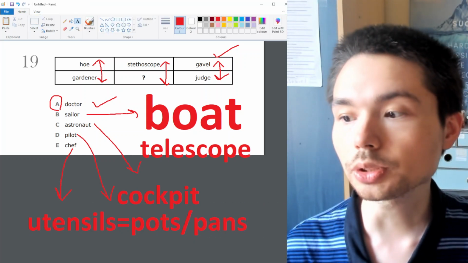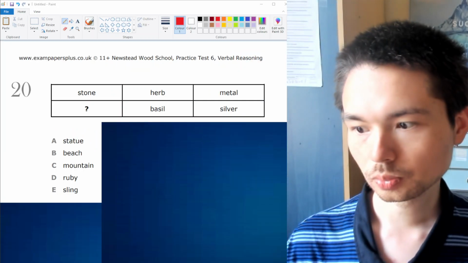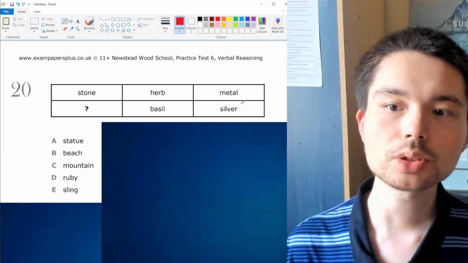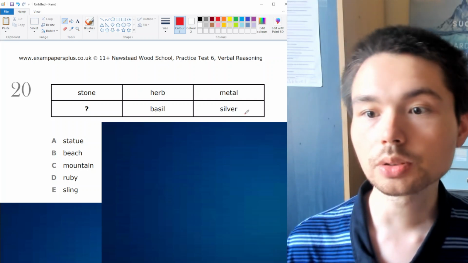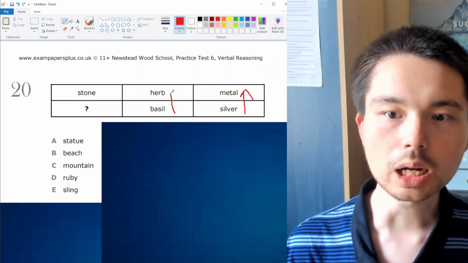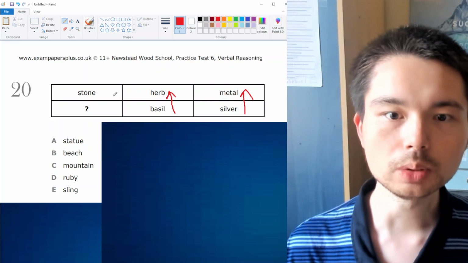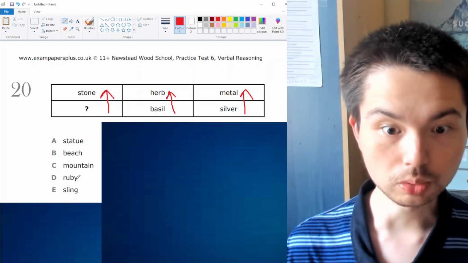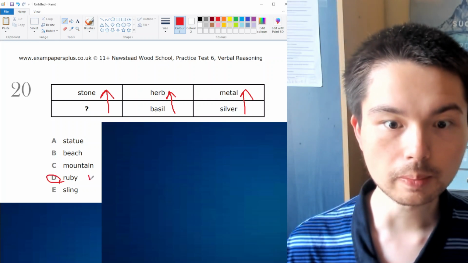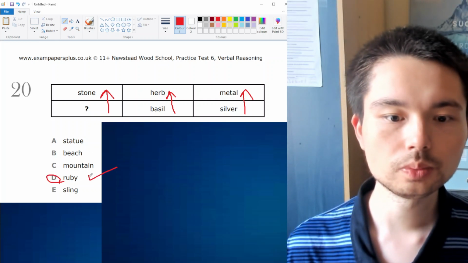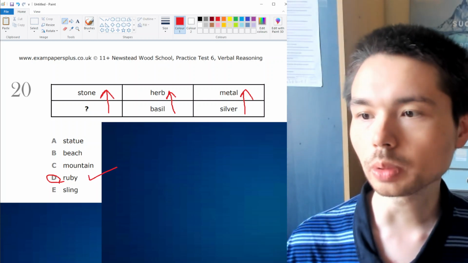Next, question 20. Metal is a type of what? Silver. Nope, the other way around. Silver is a type of metal. Basil is a type of herb, type of vegetable. So what is a type of stone? Ruby, that's the red stone. Good.